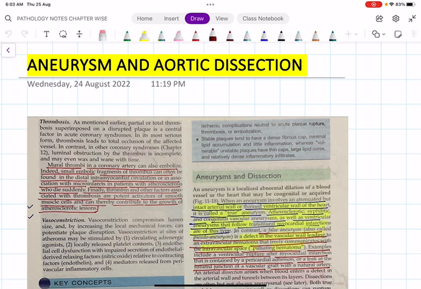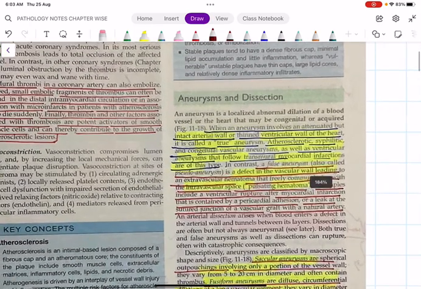Today we are going to discuss two important topics. One is aneurysm and the second, a life-threatening condition, that is aortic dissection. So first let us see what is this aneurysm.